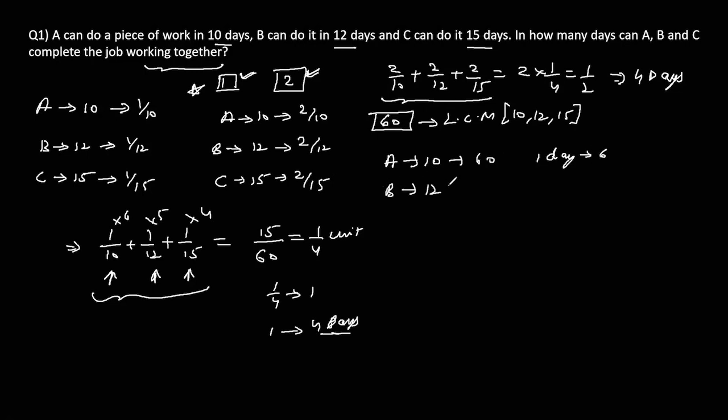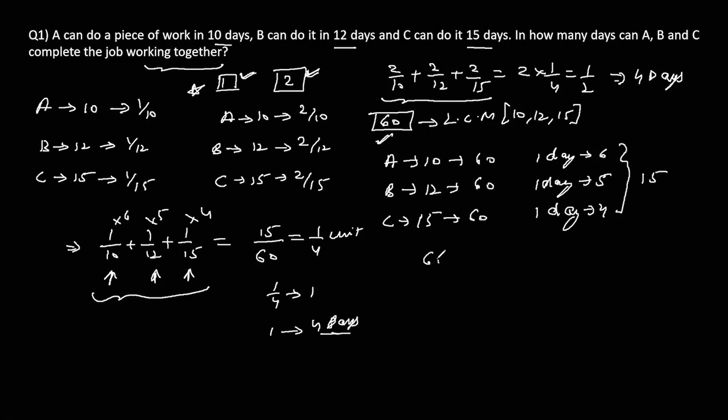B in 12 days does 60 units of work. So B in 1 day will once again do how many units of work? 5 units of work. And C in 15 days does 60 units of work. So C in 1 day will do 4 units of work. All three of them working together, they'll finish 15 units in a day. To complete 60 units, how much time it will require? 60 by 15, which will be 4, right?